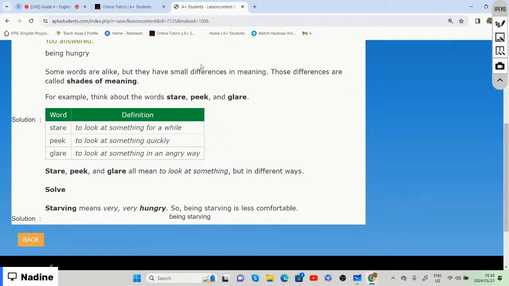Then to peek is to look at something quickly. It's like quickly peek. It's almost like you are looking at something knowing that you don't want somebody to see that you're looking. And glare is to look at something in an angry way.